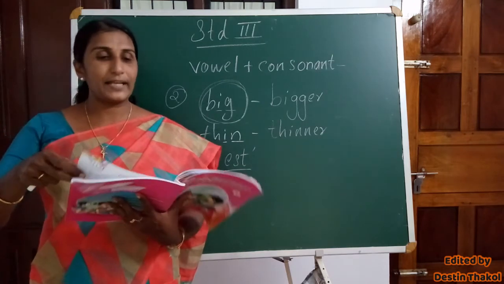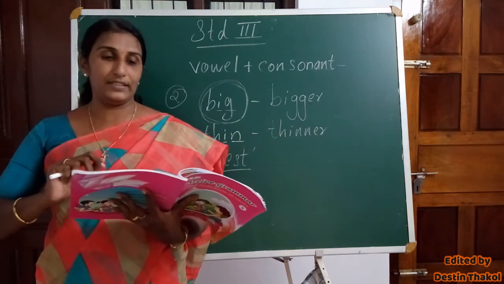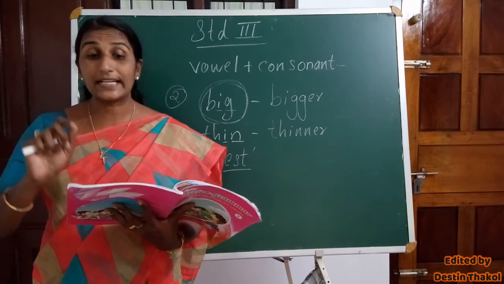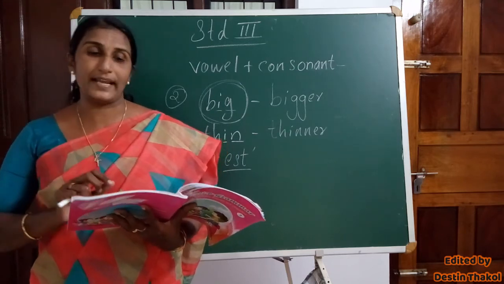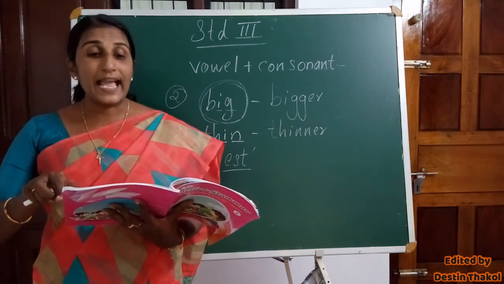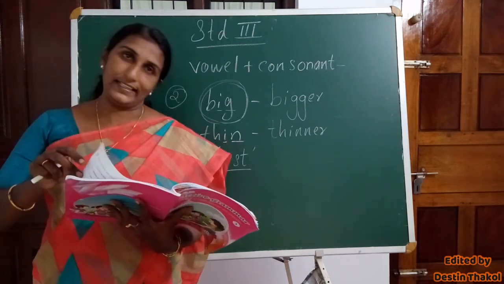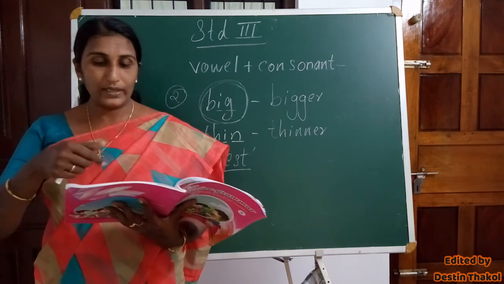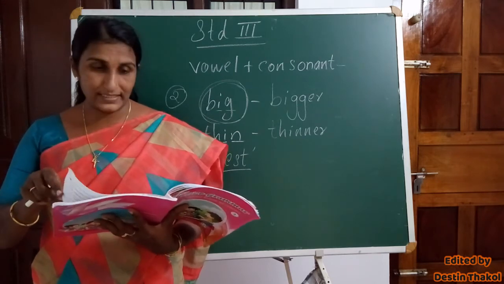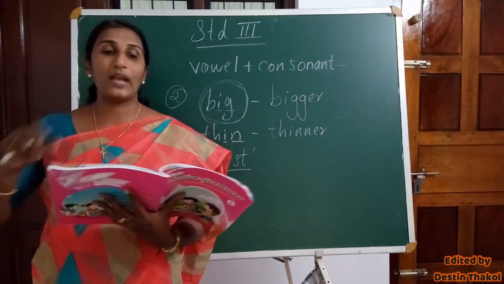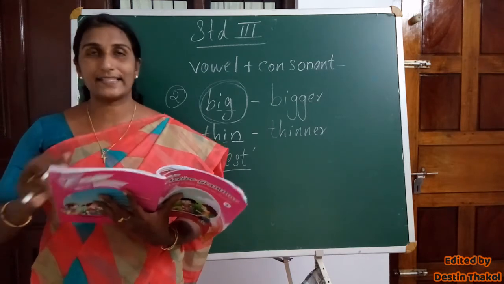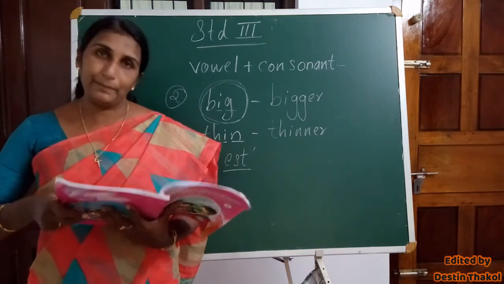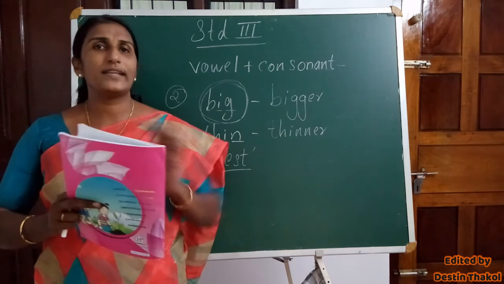I think children, exercise number B is given: write the correct form of the adjectives given in the brackets. Write than or the accordingly. I think you can do it yourself. Today itself you have to try to do this exercise number B. Okay, this is today's class.